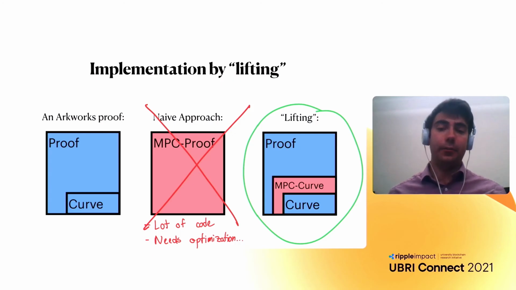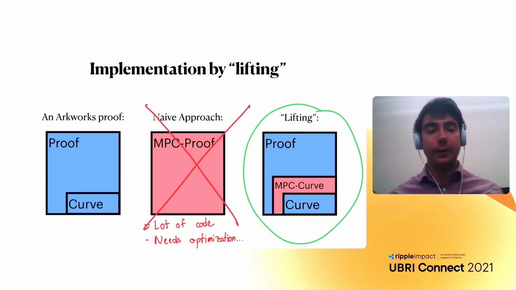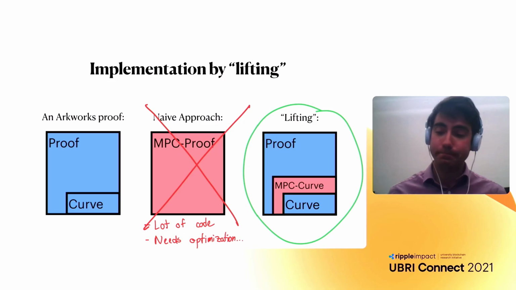And then because this MPC curve implements the elliptic curve interface, we're able to plug it in to an existing proof implementation and use that proof implementation essentially unmodified. So this allows us to benefit from all the optimizations inside the existing proof, and it also doesn't require us to modify the existing proof almost at all. We call this technique lifting because we're generalizing, we're taking a proof that was intended to run on a single machine, and we're lifting it to a multi-party protocol.